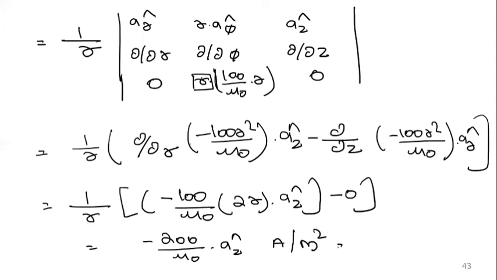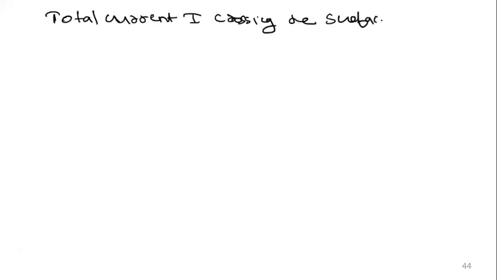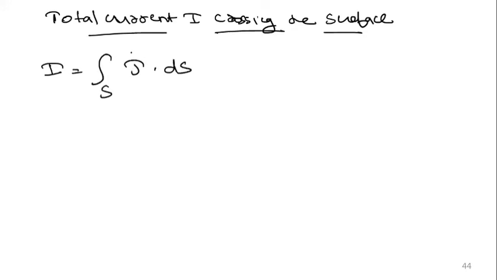So we calculate J. So del cross H is equal to J. We have done del cross H here and you got J. Now what we need to find is the total current. This question was actually asked in one of the previous university exams for your S6 electromagnetics. The total current I crossing the surface, and what will that be? I is equal to integral over S J dot ds.